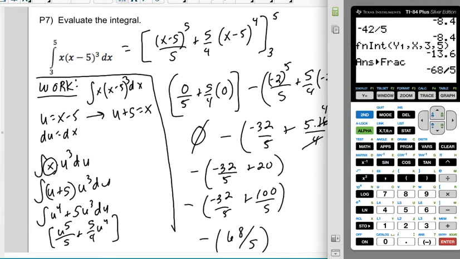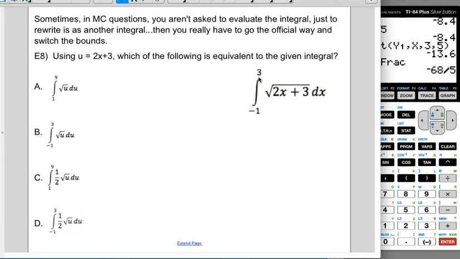All right, moving on. We only have two problems left. Sometimes in multiple choice questions, you aren't asked to evaluate the integral. You're just asked to rewrite it as another integral, and then you really have to go the official way of switching the bounds. In example 8, we are told to use u equals 2x plus 3. Which of the following is equivalent?